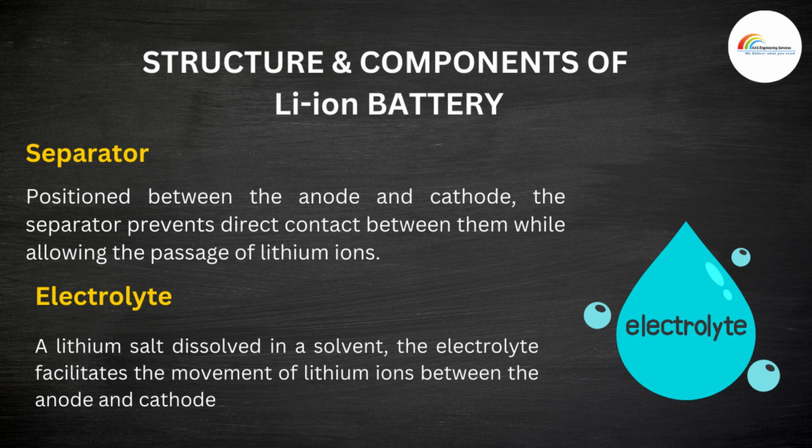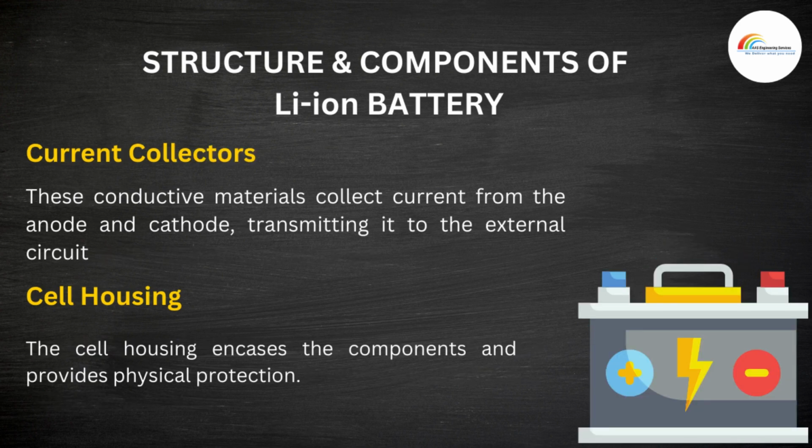Electrolyte. The electrolyte, a lithium salt dissolved in a solvent, facilitates the movement of lithium ions between the anode and cathode. It is essentially the conductive bridge through which these ions travel. Current collectors. Current collectors are essential conductive materials that play the role of gathering electric current from both the anode and cathode and transmitting it to the external circuit.